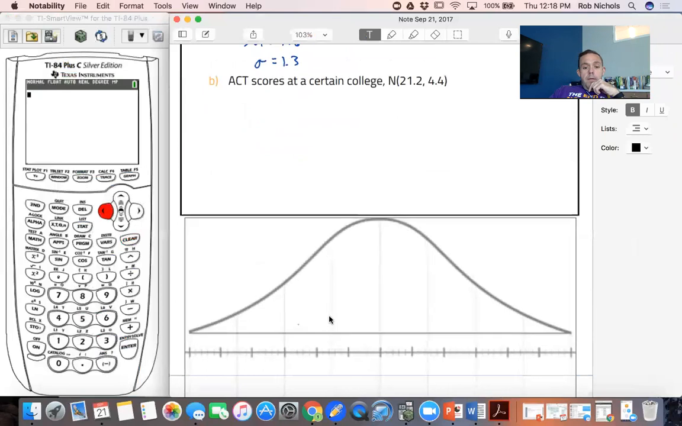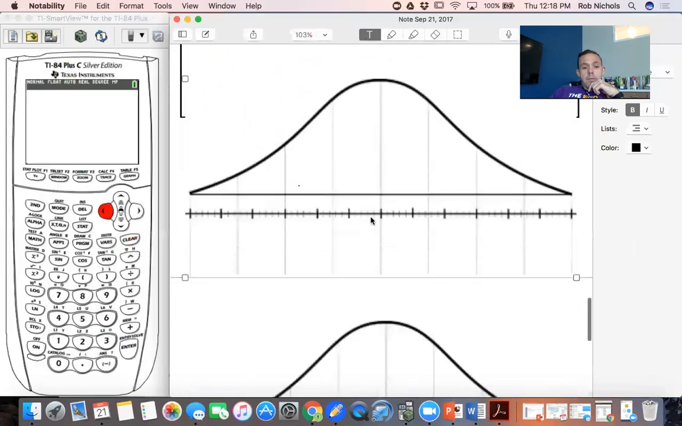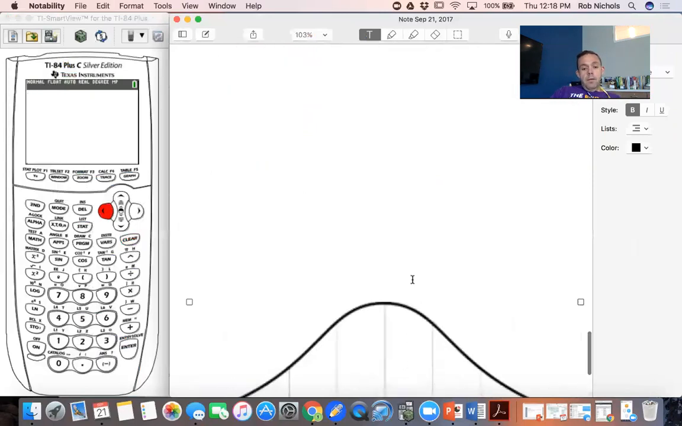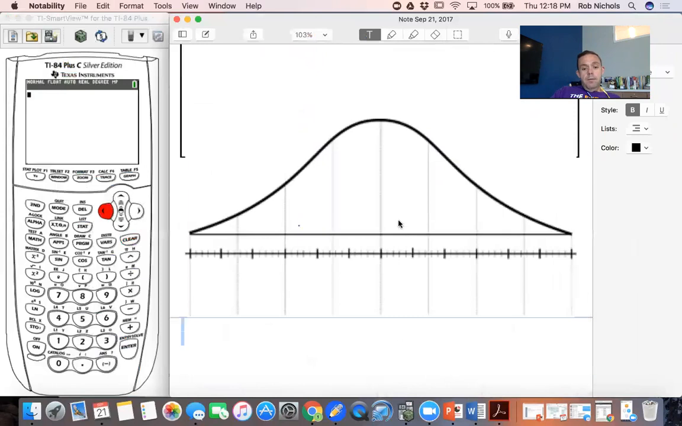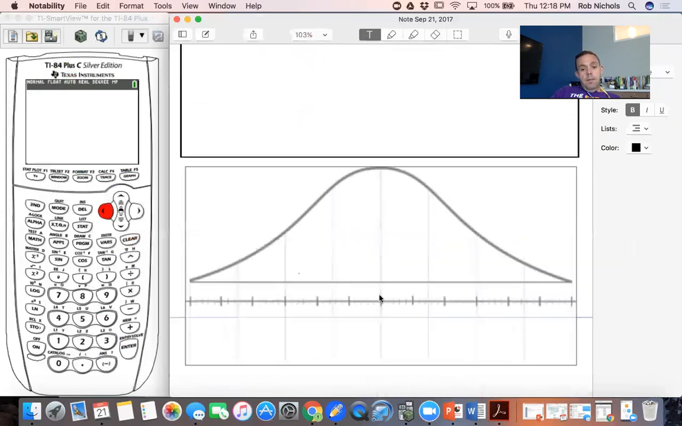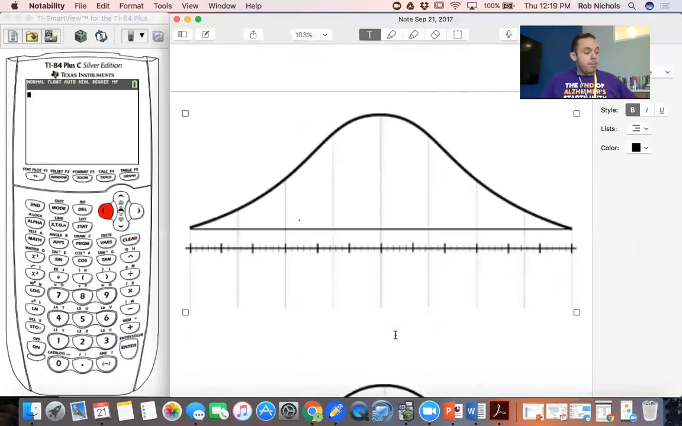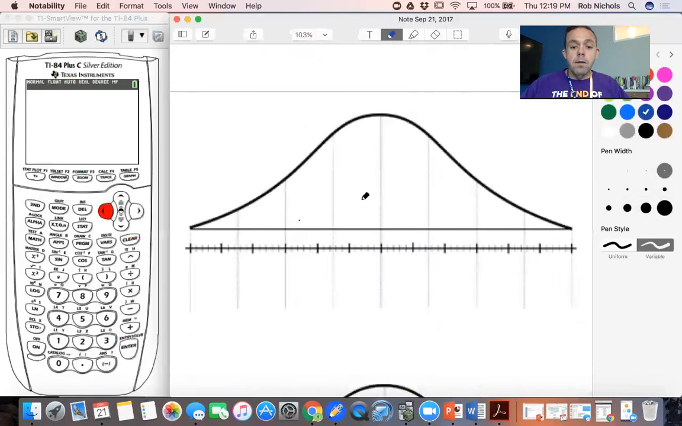All right, and I'm just going to use this situation here. Let me go ahead and move these down. Okay, so here is a normal model. It looks like a bell-shaped curve. All right. And then we're going to model it. So step 1, we put the mean.